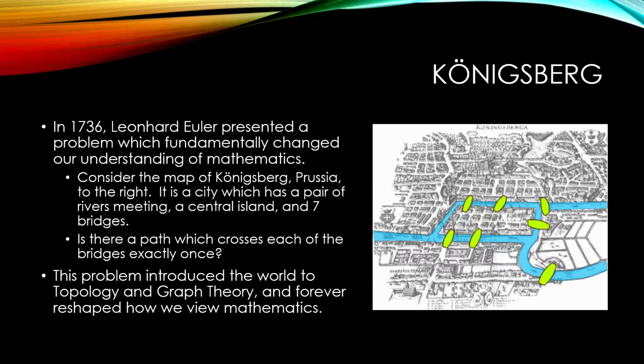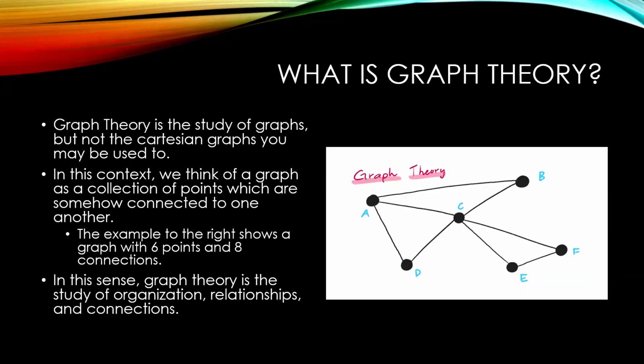Let's see if we can understand how Euler did it, but let's also understand the structure of what's going on here. For now, let's start with our structures. And so what is graph theory? Graph theory is the study of graphs, but not the Cartesian graphs you may be used to. In this context, we think of a graph as a collection of points which are somehow connected to one another. The example to the right shows a graph with 6 points, A, B, C, D, E, F, and 8 connections.